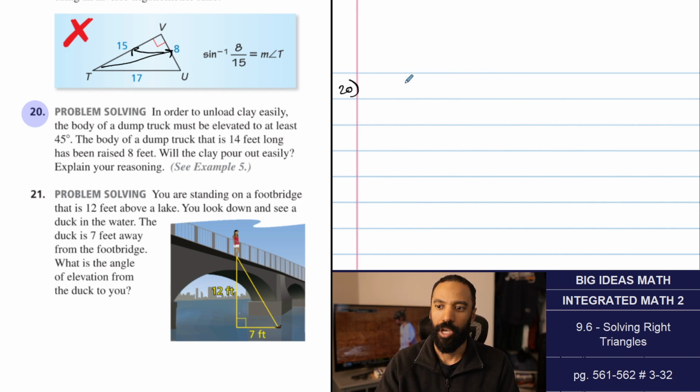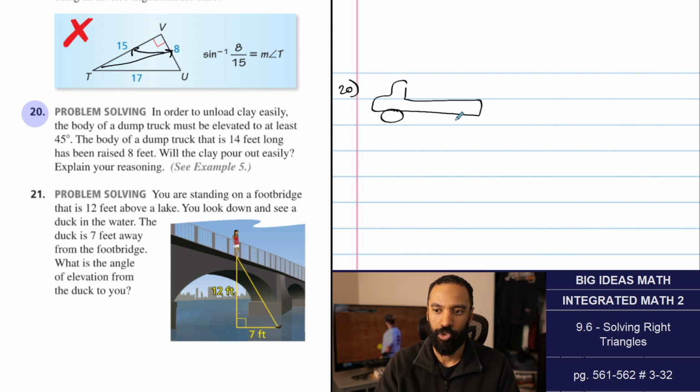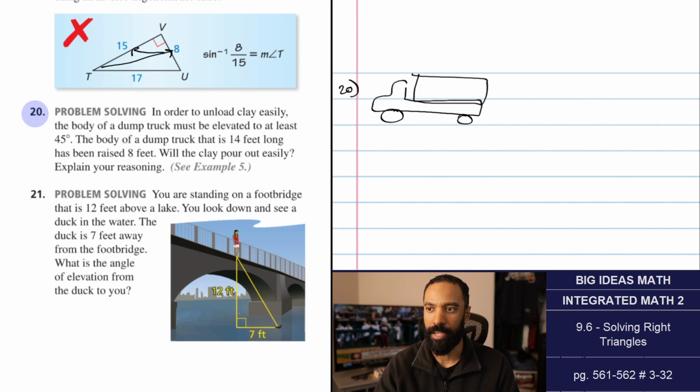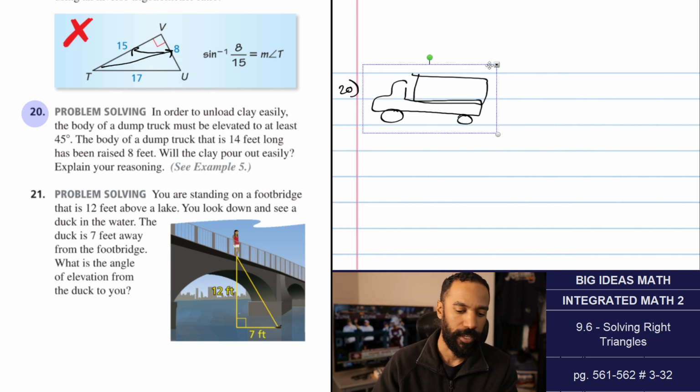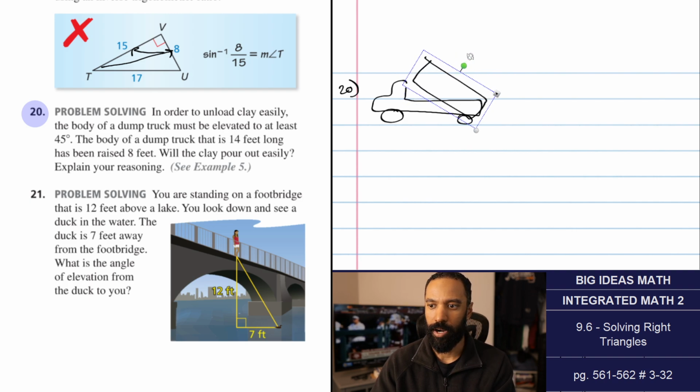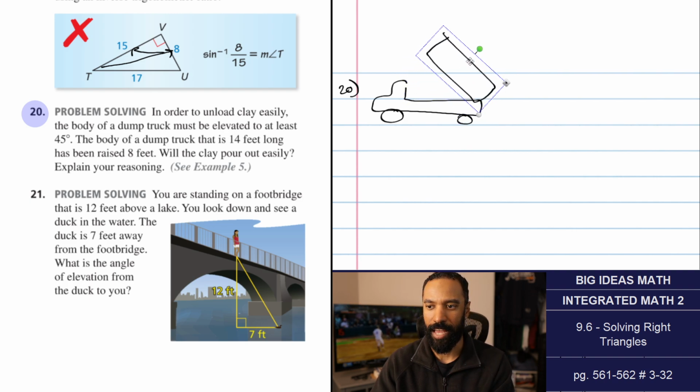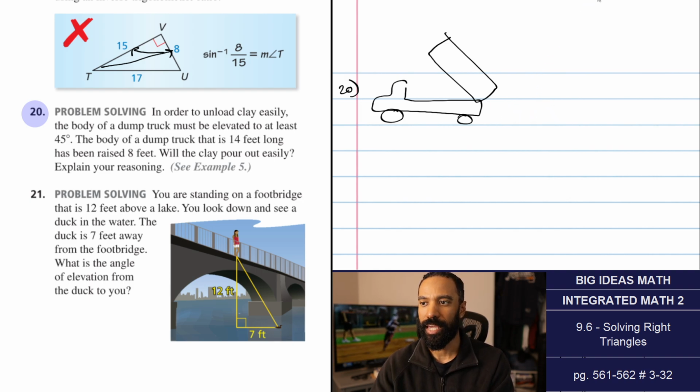Explain your reasoning. So my understanding of the drawing is like I have a dump truck here. And then you have this guy right here. But we're going to raise... No, not the whole thing. Hold on, let me do that again. We're going to raise this part here like that so that it can pour stuff out, right? So we're looking at this being basically our right triangle here. Right triangle like that.